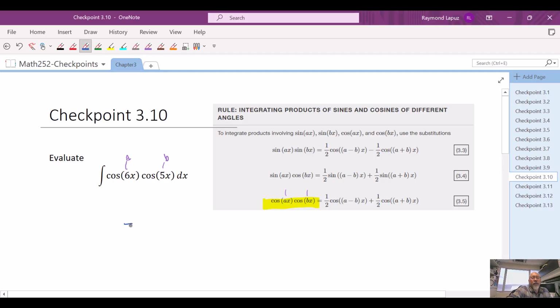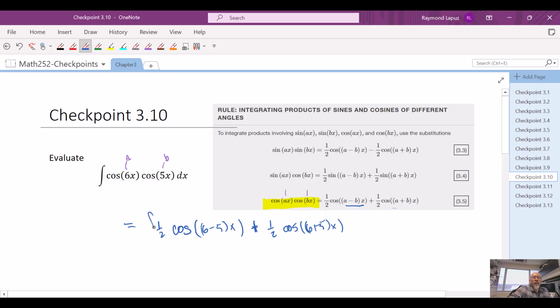All right, let's put it together. We have a 1/2 and then a cosine of a minus b times x. So a is 6 minus b is 5 and multiplied times x, so that's just going to be an x. And then we have another plus 1/2, and this time it's a cosine. This time you add 6 plus 5, the a and the b, and then you get the x.